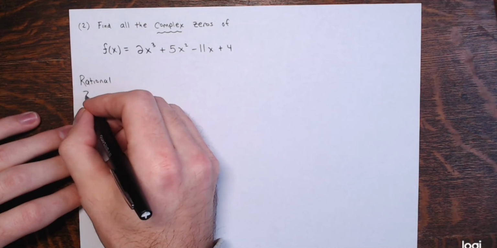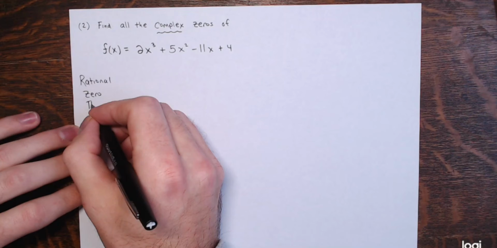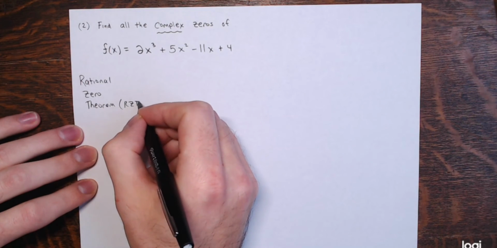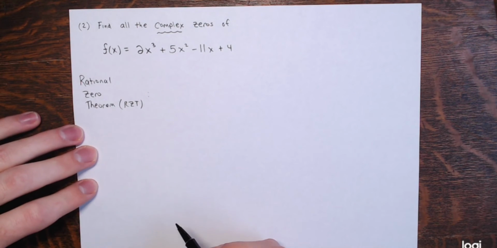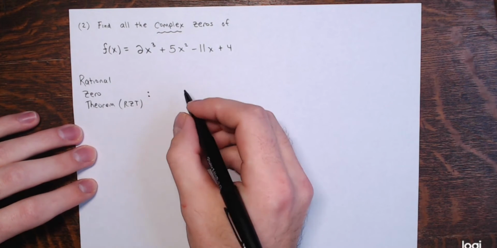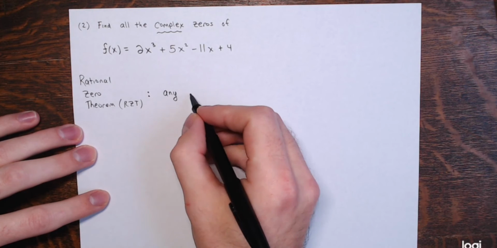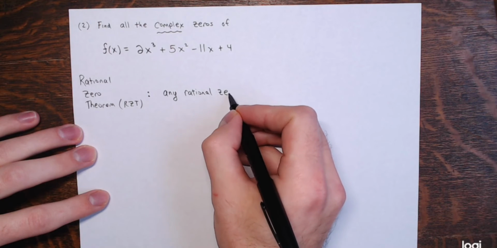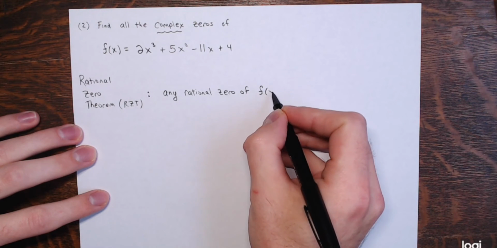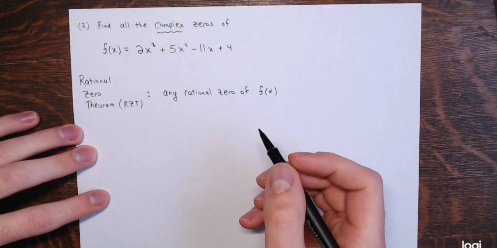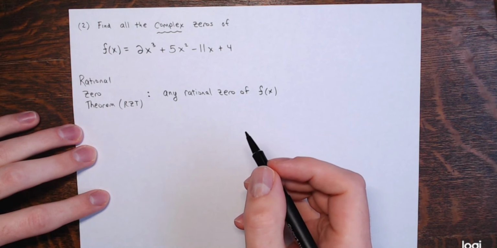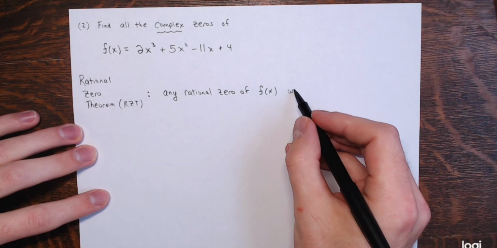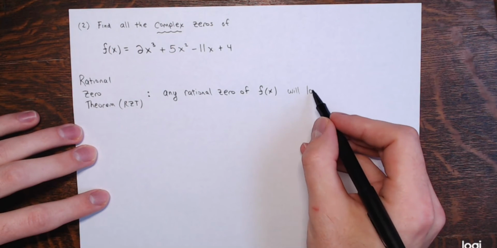Now, for the rest of the video, I'm going to be abbreviating the rational zero theorem as RZT. But by the rational zero theorem, any rational zero of this polynomial, if it has any, right? It might not even have any rational zeros. But any rational zero of this polynomial will have to take the following form.